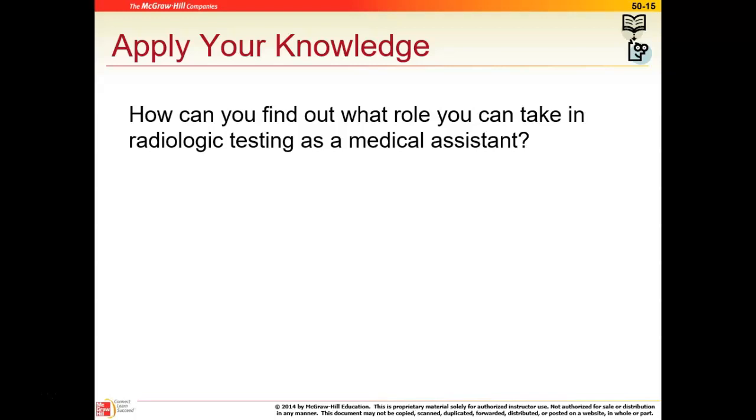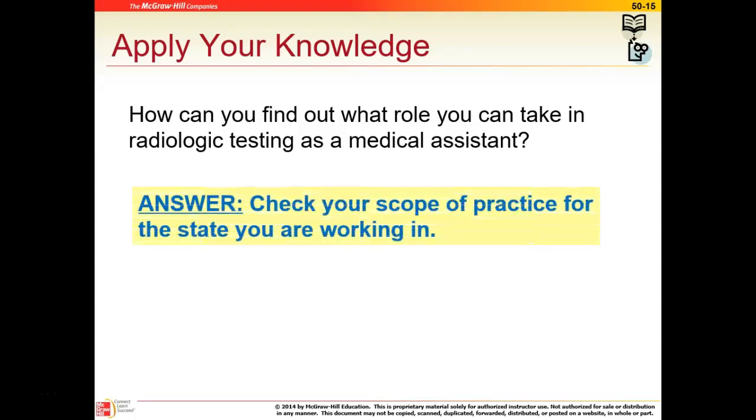Okay, so how can you find out what your role is as far as radiology testing as a medical assistant? Just make sure you know what state you're in and make sure you check your scope of practice.